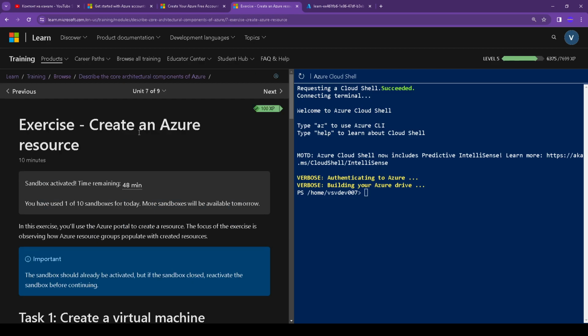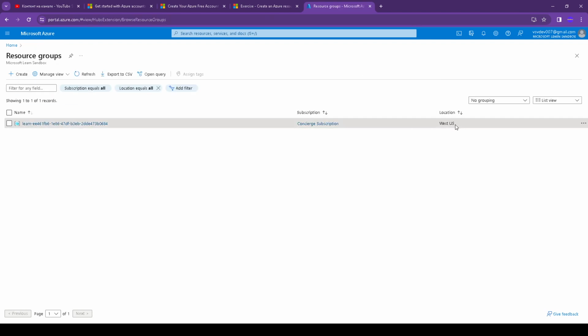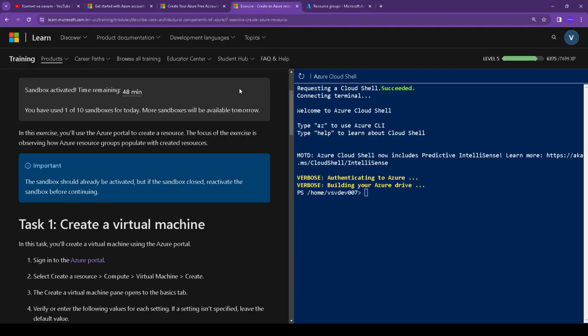You might know that our concierge subscription is limited in geo, so not every region is available for free. For example, West US is available, West Europe, and others. In all exercises you can find a description with information about this.